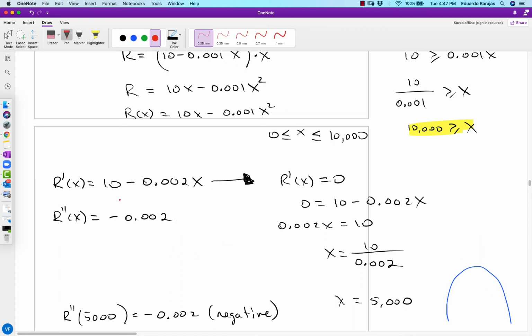And coupled with this fact that the first derivative evaluated at 5,000 will be equal to 0, lets me know that the tangent line is horizontal there at an input value of 5,000. So all of that combined lets me know that x equals 5,000 is a local maximum.